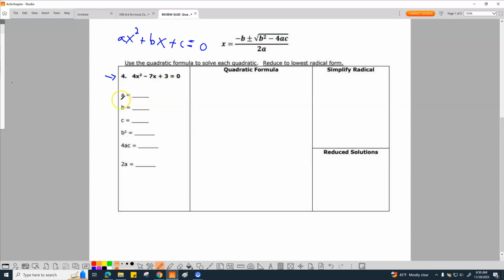So now, follow the letters. A, there's my A up there next to the x squared. So what's next to the x squared? 4. B is next to the x, which in this case would be -7. C is the dangling number by itself, which in this case is 3.